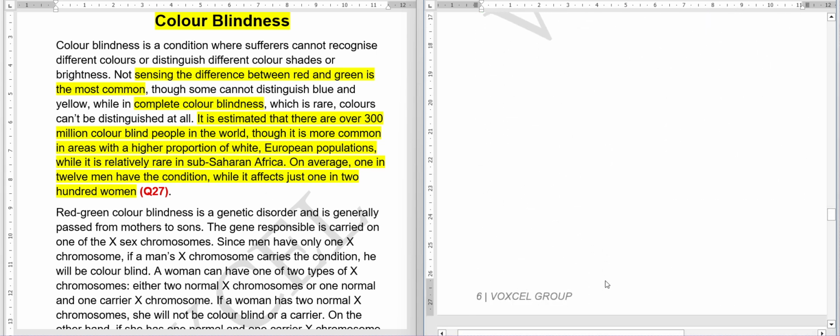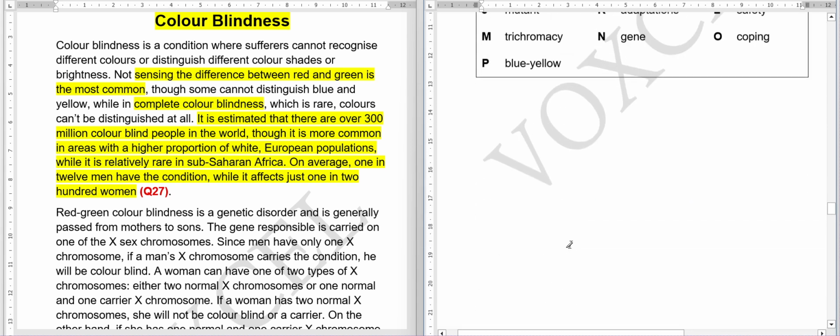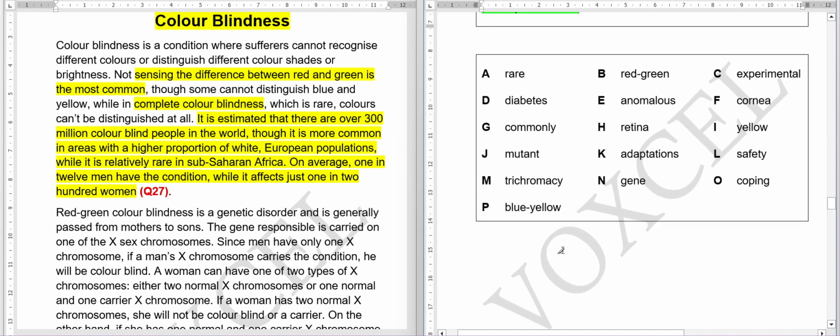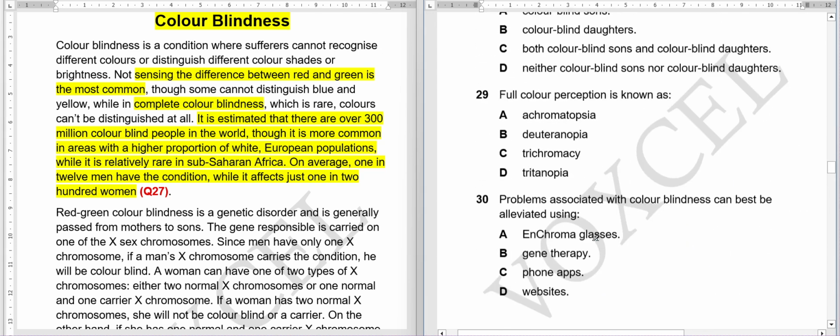Okay, let's read the other questions as well. However, dash blindness, which is less common, can be developed. So let's read the options first. Rare, green, experimental, diabetes, anomalous, corona, commonly, retina, yellow, mutant, adaptation, safety, trichromacy, gene, coping, blue, yellow. Okay, so I don't think we have read any option. So when we read the options, I will explain these and read them together with you.